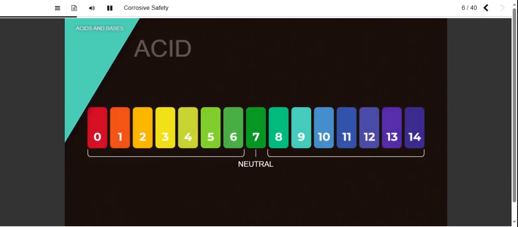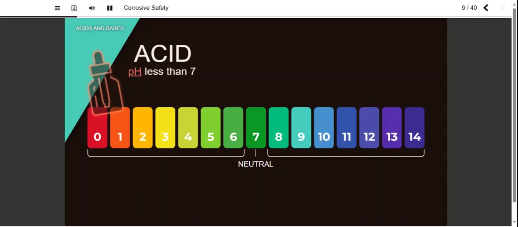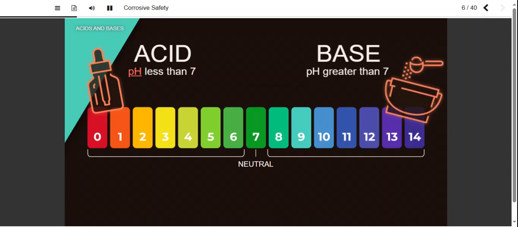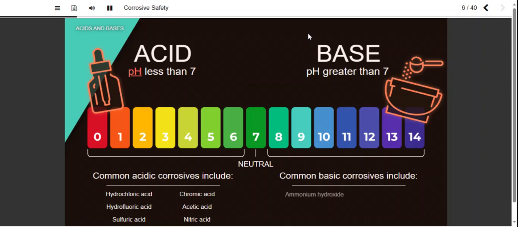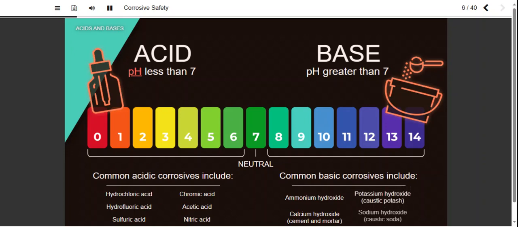Most corrosives are either acids, substances with a pH less than 7, or bases, substances with a pH greater than 7. Common acidic corrosives include hydrochloric acid, hydrofluoric acid, sulfuric acid, chromic acid, acetic acid, and nitric acid. Common basic or alkaline corrosives include ammonium hydroxide, calcium hydroxide, potassium hydroxide, caustic potash, and sodium hydroxide, caustic soda.